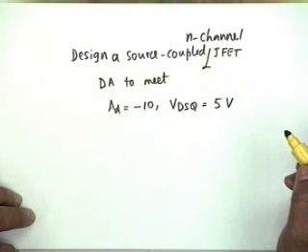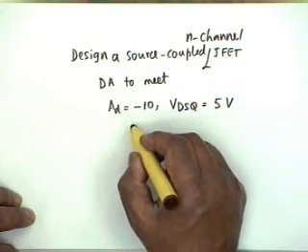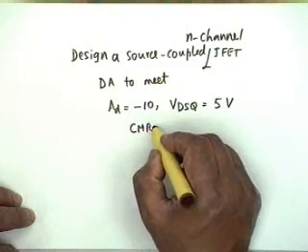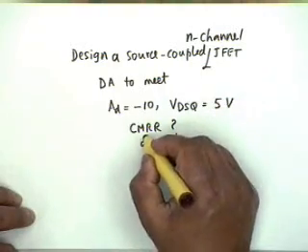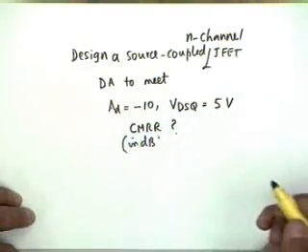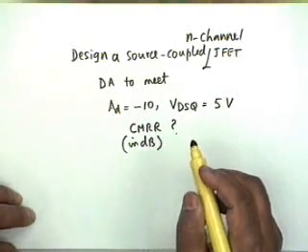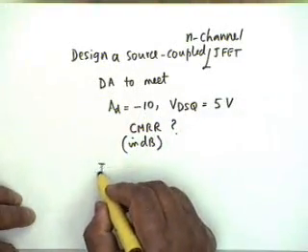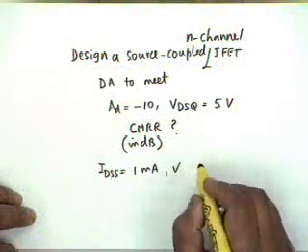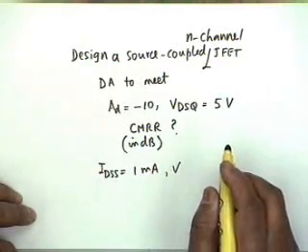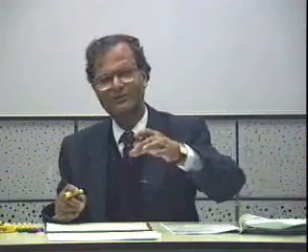Under this condition, compute the CMRR. For your design, what is the value of CMRR in decibel, that is what is wanted. The data given about the N channel JFET is that IDSS is 1 milliampere. It may be given directly or indirectly, such that when VGS is equal to this much, the drain current is this much. This indirectly gives you IDSS, so you will have to find this out. IDSS is 1 milliampere, VP is minus 3 volt.